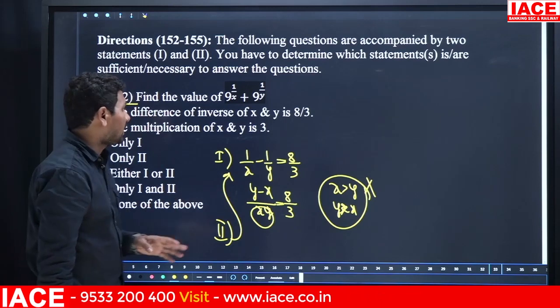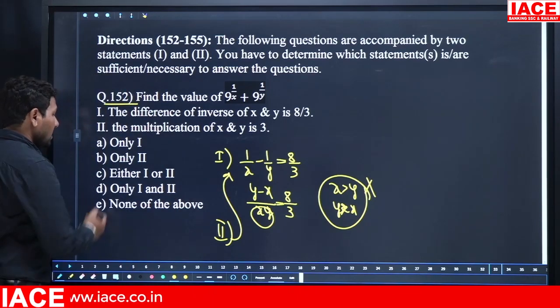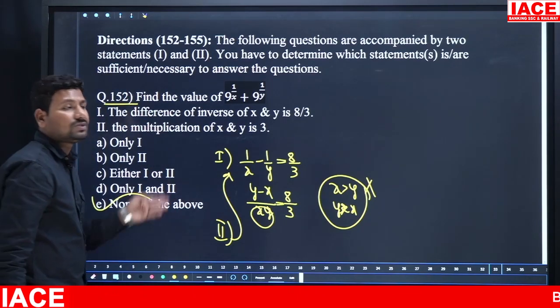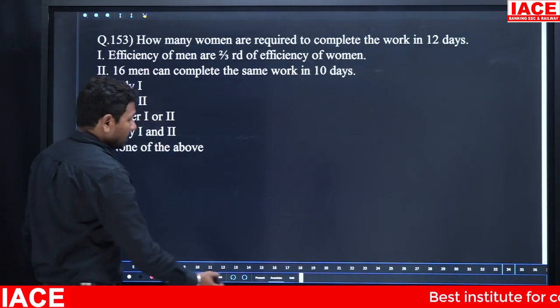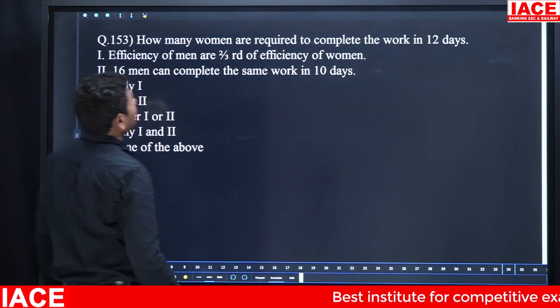X value is what we are unable to decide. That means the answer is what? None of the above. No statement is useful to getting a final answer. Next, how many women are required to complete the work in 12 days?